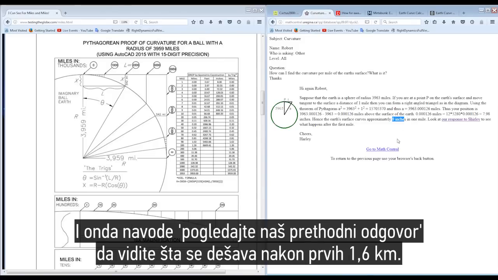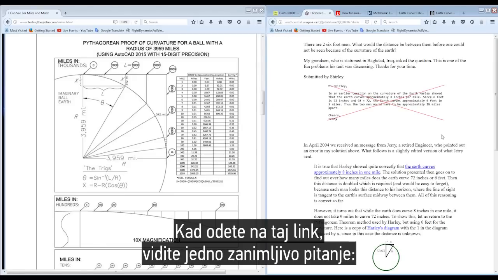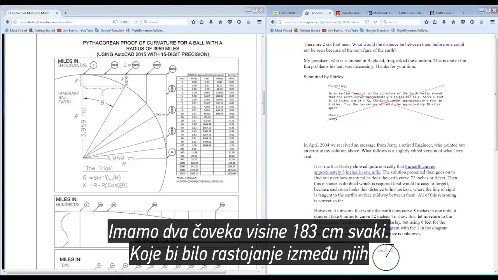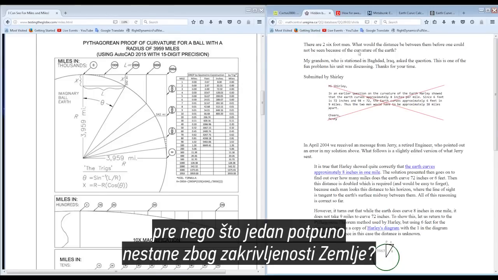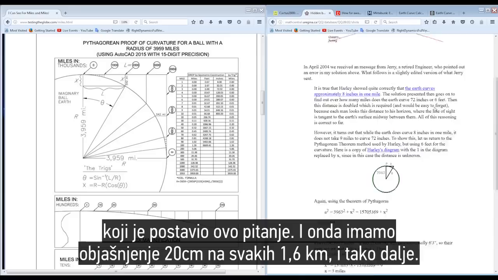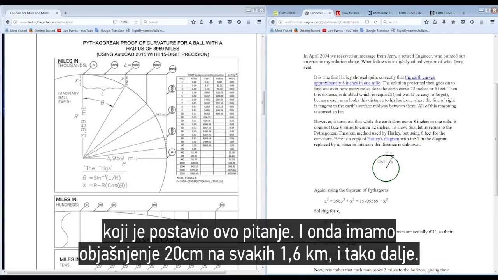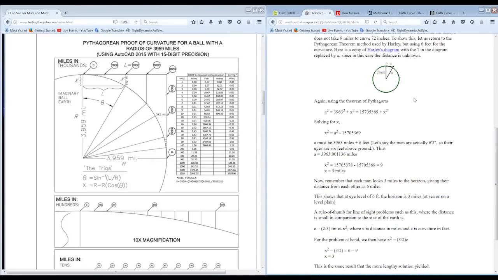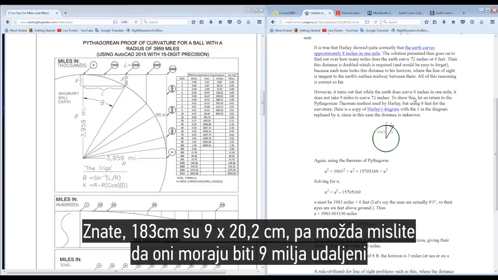All right, but then it says, look at our response to Shirley to see what happens after the first mile. So you click on this, and there's an interesting question posed here at the top. There are two 6-foot men. What would the distance be between them before one could not be seen because of the curvature of the Earth? Apparently this person, Shirley, had a grandson stationed in Baghdad, Iraq, who was asking the question. And he goes on to explain, it's 8 inches per mile, blah, blah, blah, but 6 feet is 72 inches. So 8 times 9 would be 72.